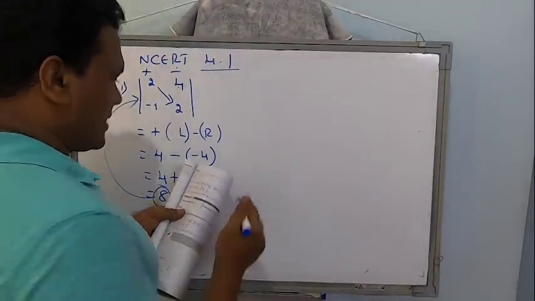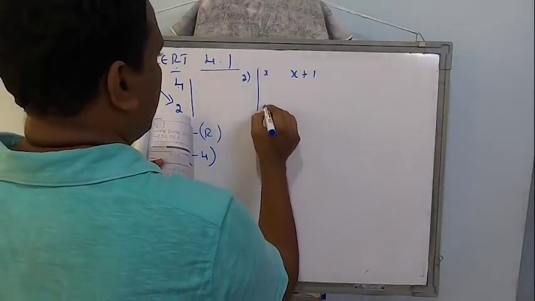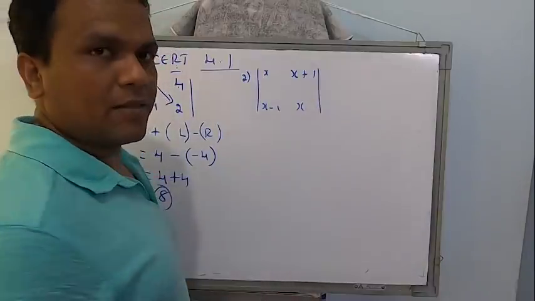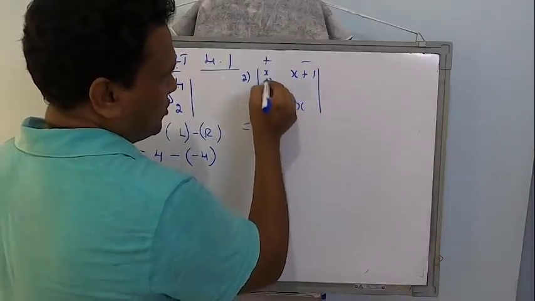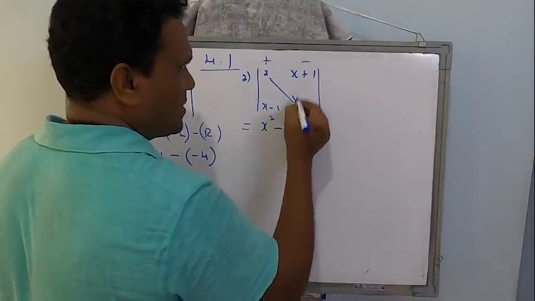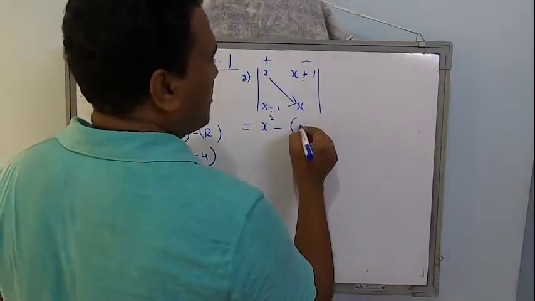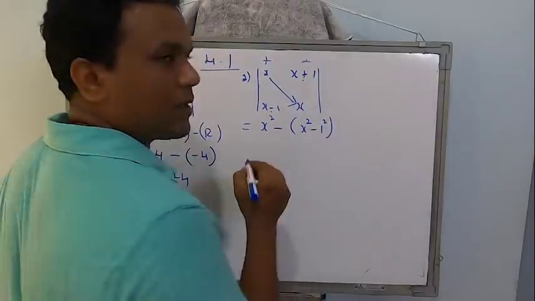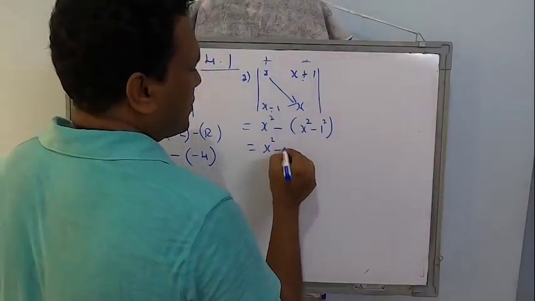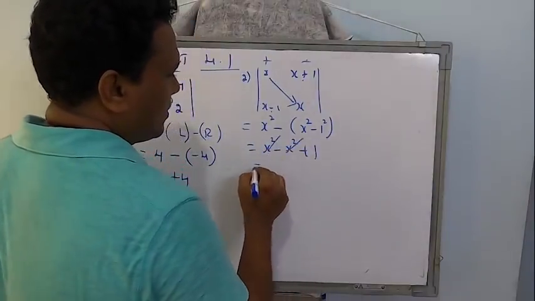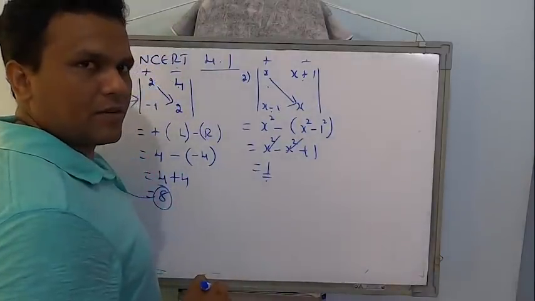Right. The second example: x plus 1, x minus 1, x. We should expand this. As usual, on top of the first row write down the signs. First multiply these two: x multiplied by x will be x square, minus, x plus 1 multiplied by x minus 1. What is x plus 1 multiplied by x minus 1? x square minus 1 square, since a plus b multiplied by a minus b. So let us simplify: x square minus x square plus 1. So this 1 is the determinant of the given one.